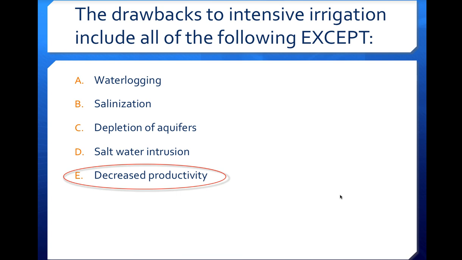So all of the other things we do see with intensive irrigation: the waterlogging, salinization, depletion of aquifers, and saltwater intrusion. However, productivity increases with irrigation. So E is the correct answer in this case.